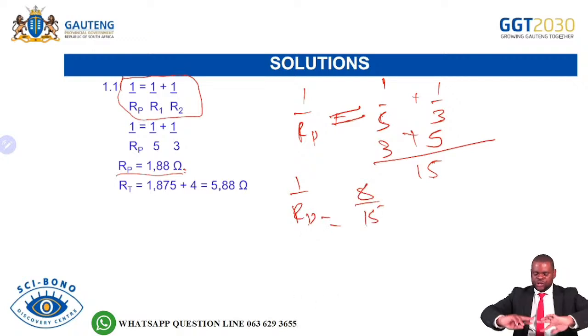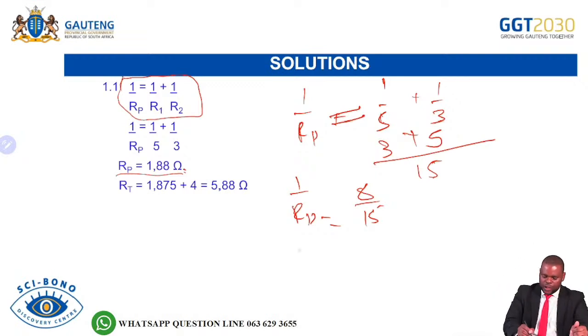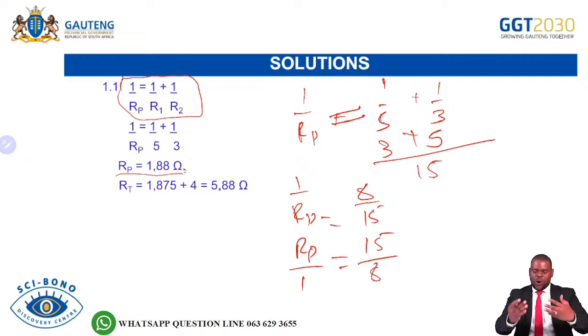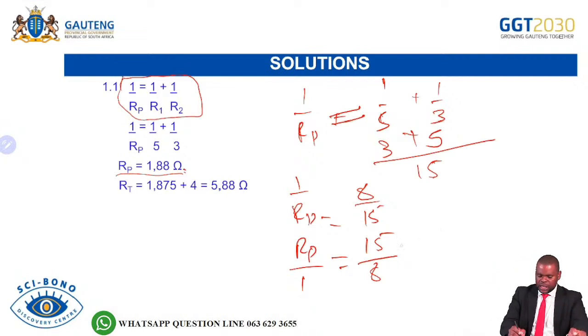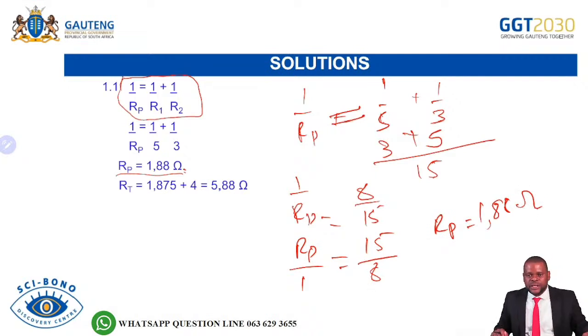Then from there we interchange. We say Rp divided by 1 equals 15 over 8. What was at the top is now at the bottom, and what was at the bottom is now at the top. That is how we interchange. Anything divided by 1 is itself, so Rp equals 1,88 ohm, because 15 divided by 8 is 1,88. Are we together, grade 12?